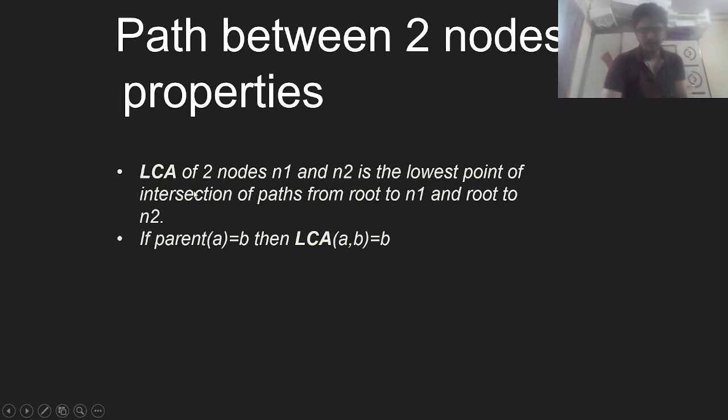If I have a path from root to a node n1 and a path from root to n2, then the farthest point of intersection is the LCA. Is this clear to everybody? And this property should also be very obvious, right? If A is parent of B, then the LCA of both of them is A. If the parent of B is A, then the LCA must be A, because A itself is the ancestor of B, right?